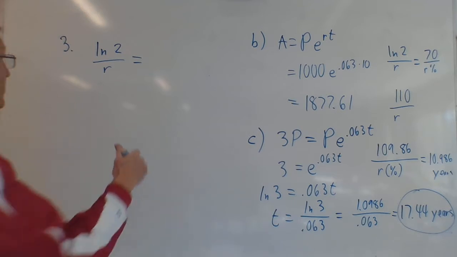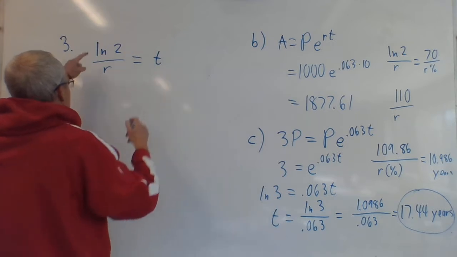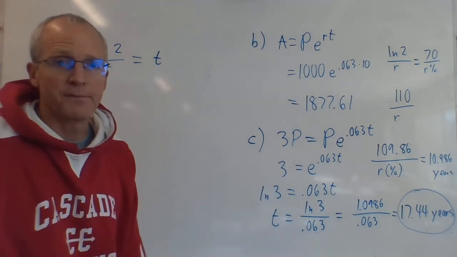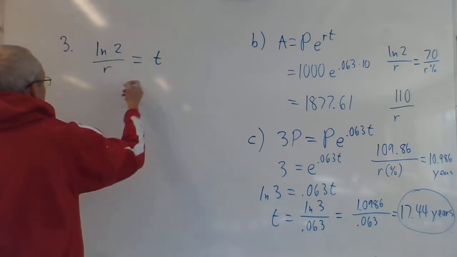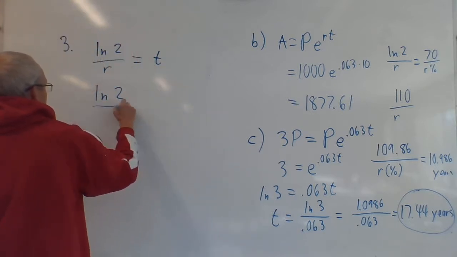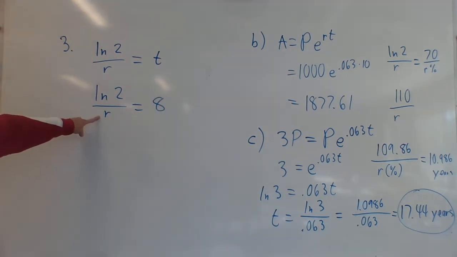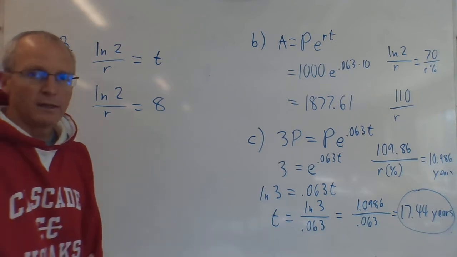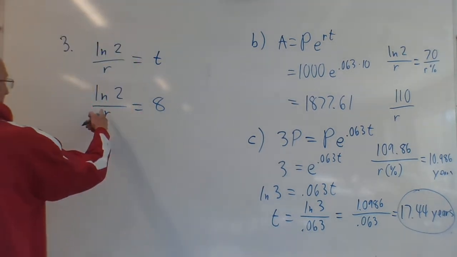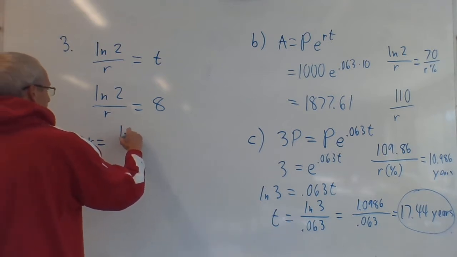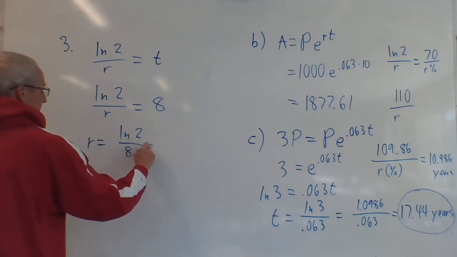The time to double your money is the ln of 2 divided by R. We want to double our money in 8 years, so this is equal to 8. So ln of 2 divided by the interest rate is equal to 8. If we leave it as the ln of 2, this gives us a decimal. We multiply by 100, we get an interest rate. So our rate then is to swap those two, ln of 2 divided by 8.